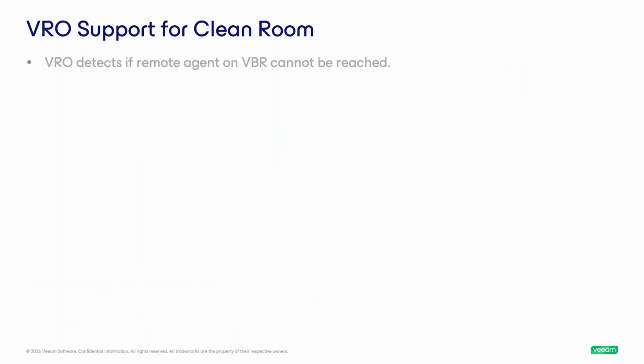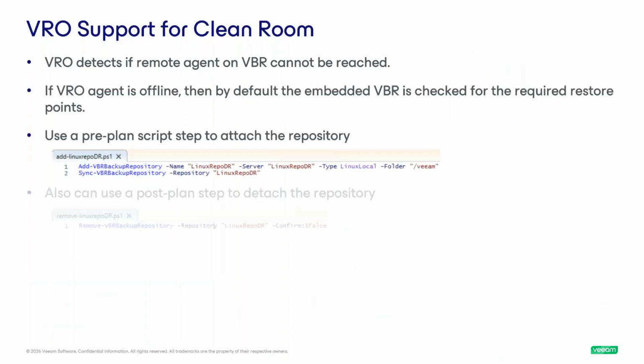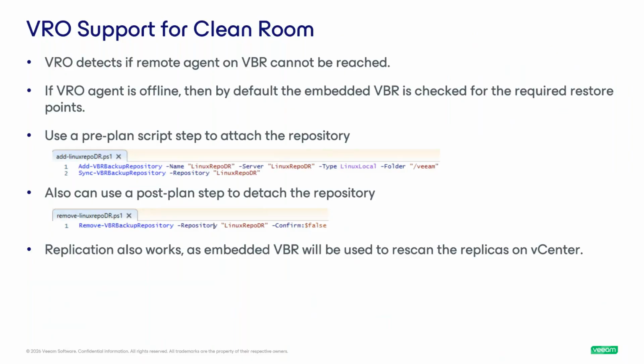So taking a look at clean room here, as I can get it to progress. VRO detects if a remote agent on the VBR cannot be reached. I'm going to go ahead and just fill this out. So we talked a little bit about data labs, and I want to talk about some key differences with what clean room is.